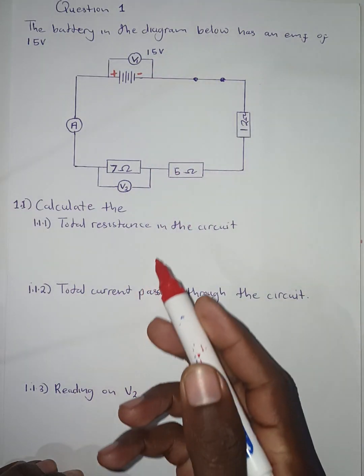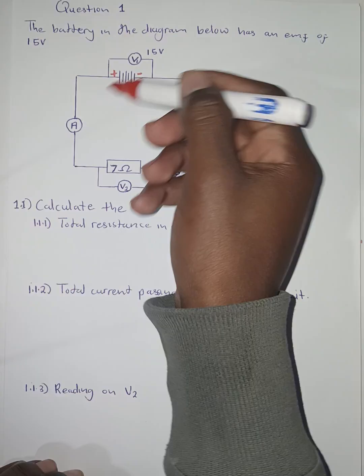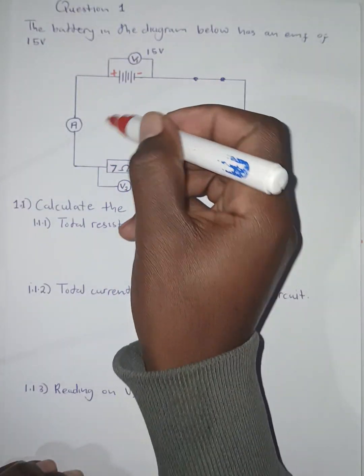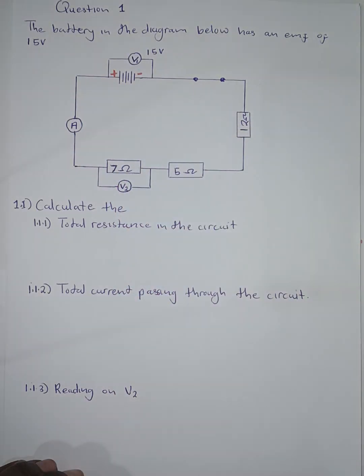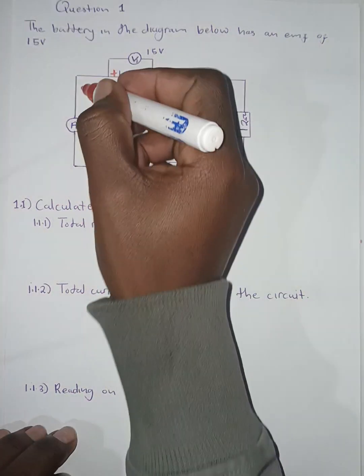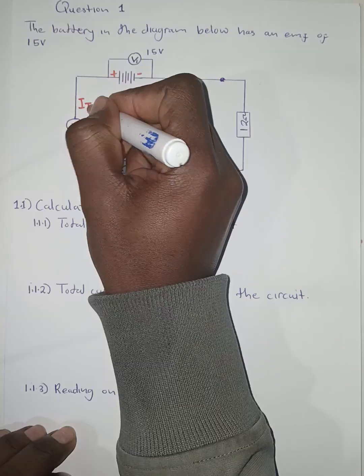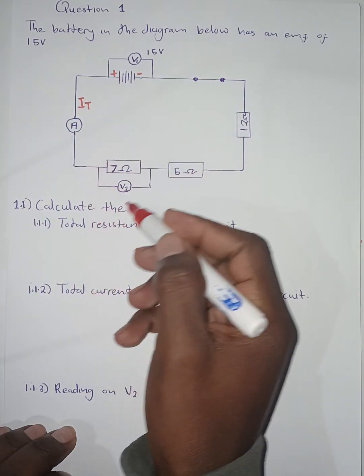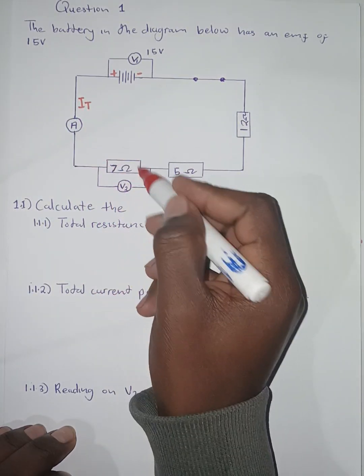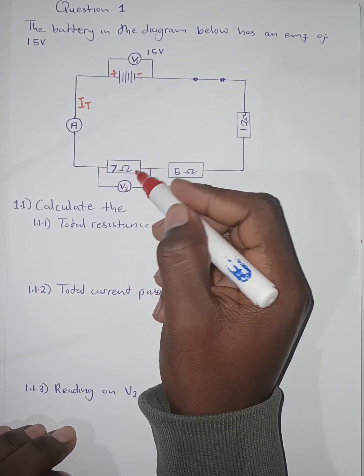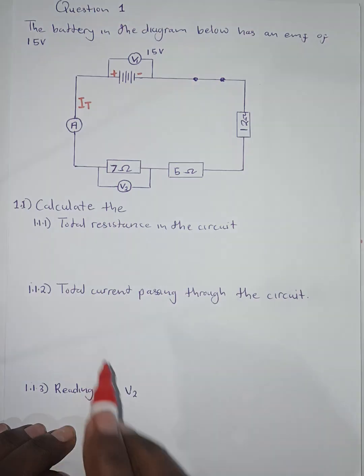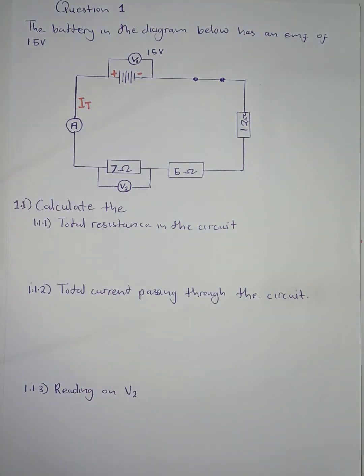Again, remember we said the current that comes out of the battery would be the total current. In this case, the current passing through that ammeter there would be the total current. That's one thing you must note. That would be I total passing through there, and even when it gets to that 3 ohm resistor, we would have the total current.